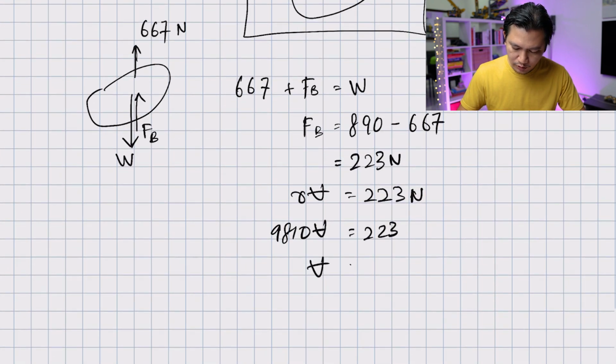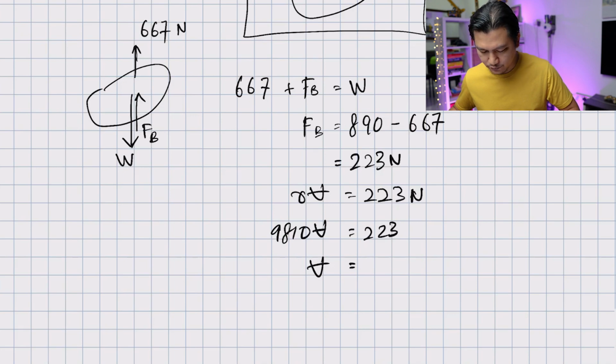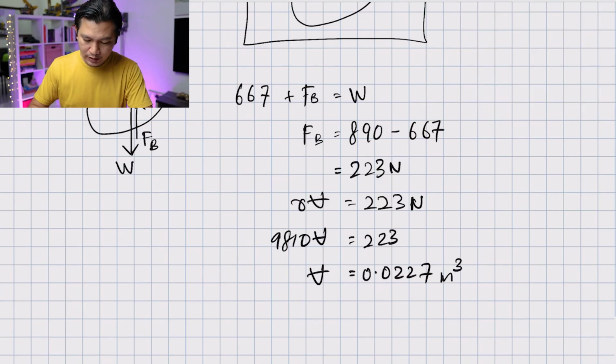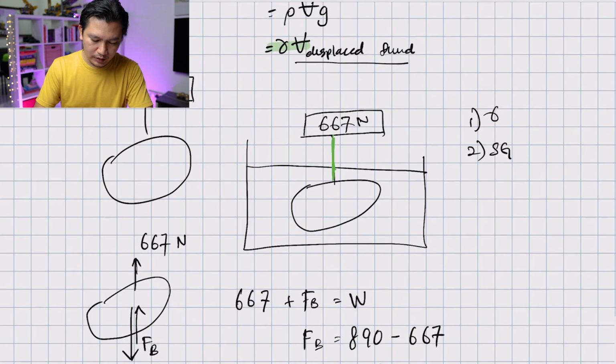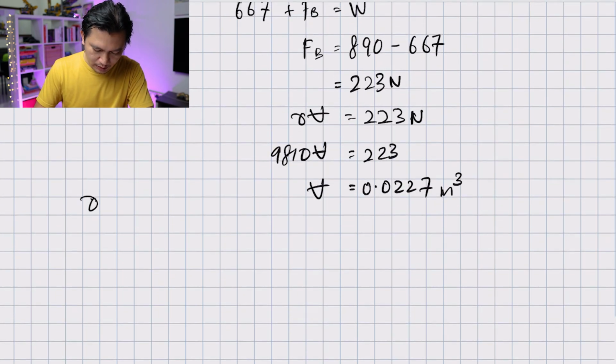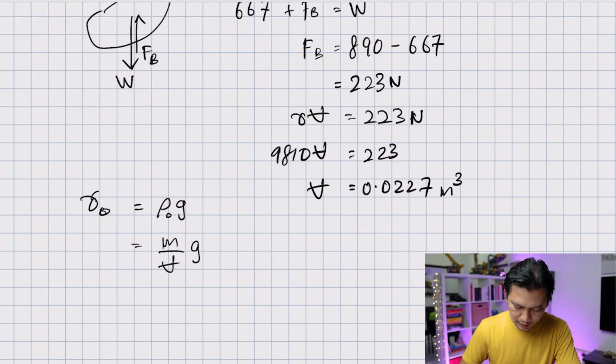And that gives you the volume of that object is 223 divided by 9810, equal to 0.0227 meter cube. Now, what is it that we were looking for? We were looking for gamma of the object and SG for the object. Okay, so gamma for the object, I'm going to label it gamma O, must equal rho of the object times G. And rho is simply mass divided by volume, times G. And mass times G is weight divided by volume.